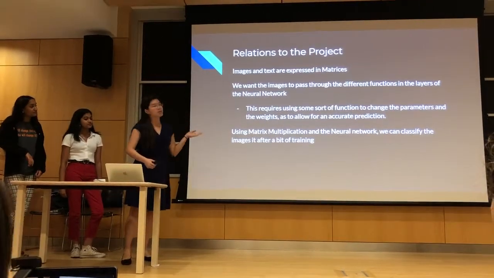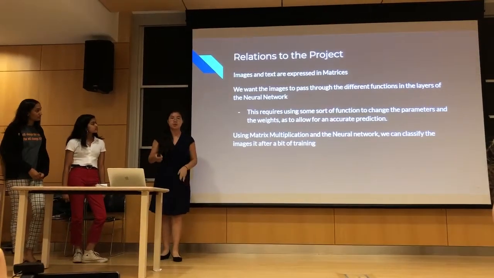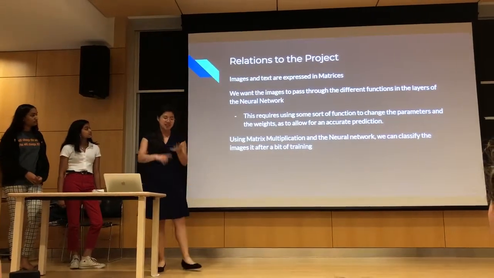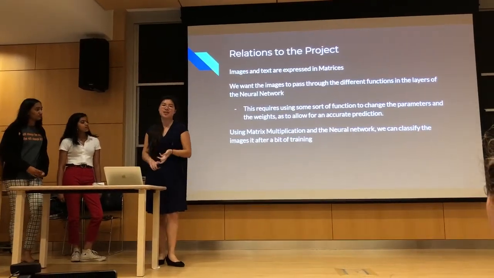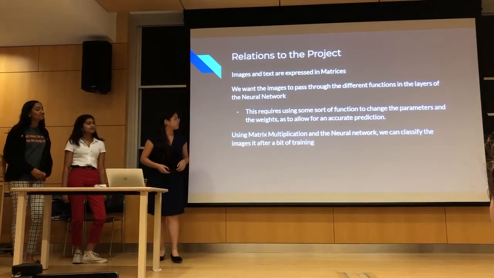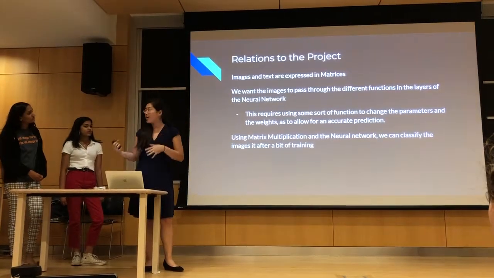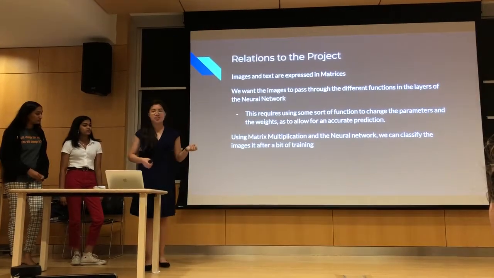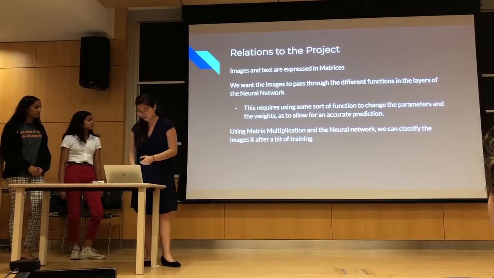In relation to this project, both images and text are represented in matrices. Without them, you can't go through the neural network, because we need to be able to manipulate these matrices and take our data and actually turn it into numbers. So by using both matrix multiplication, or in our case, matrix addition, and the neural network, we can classify the images after a bit of training.